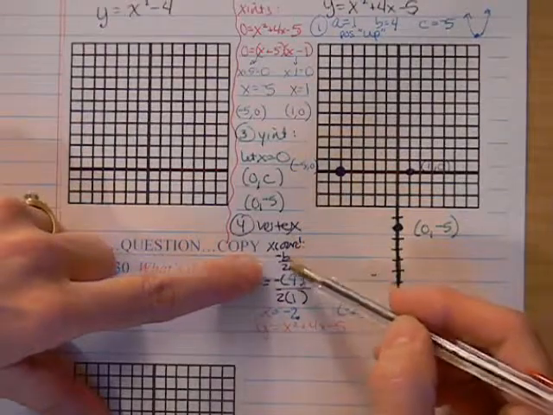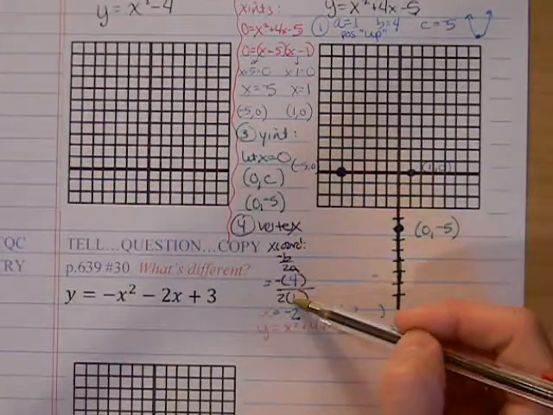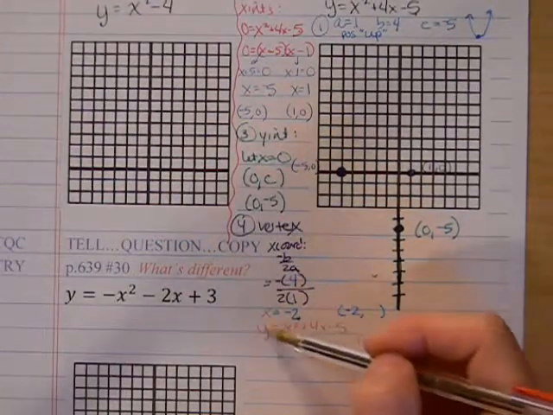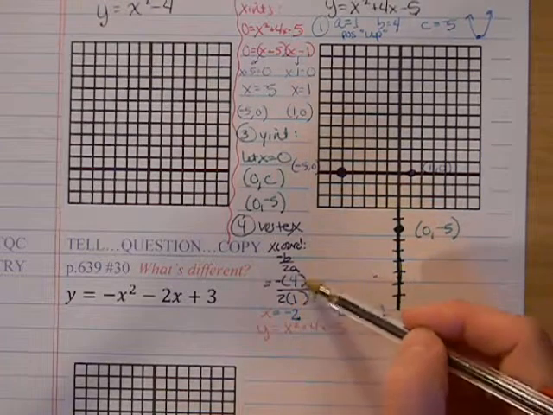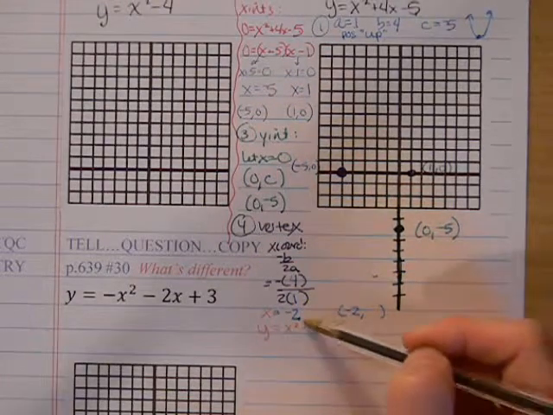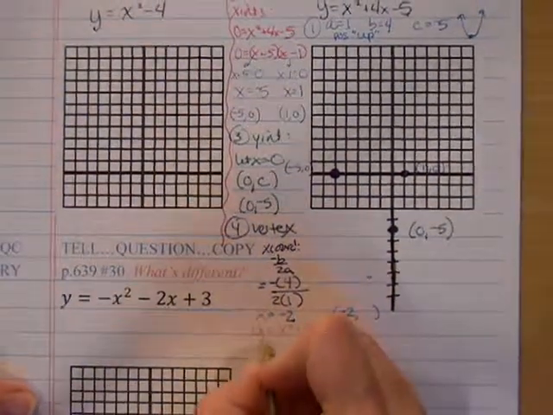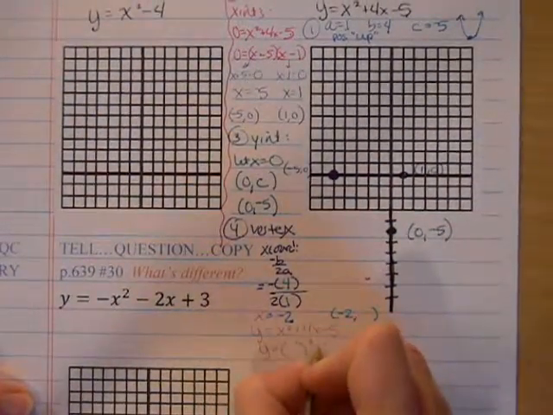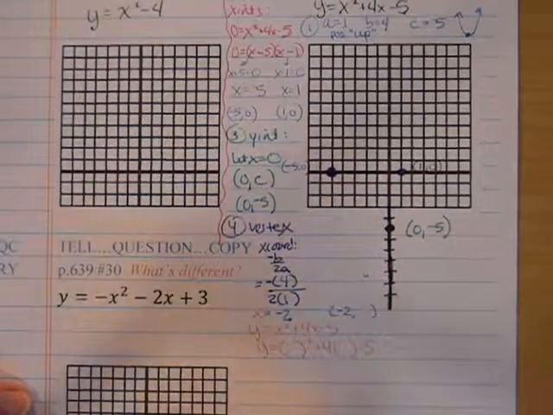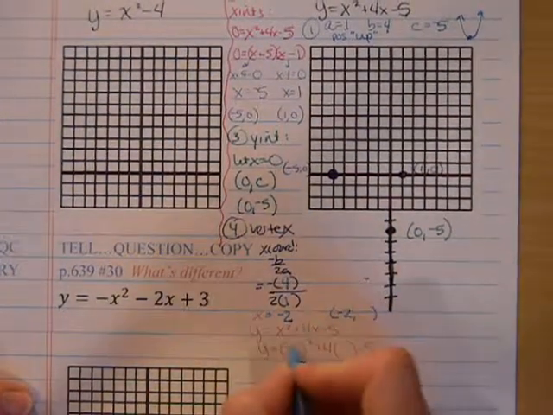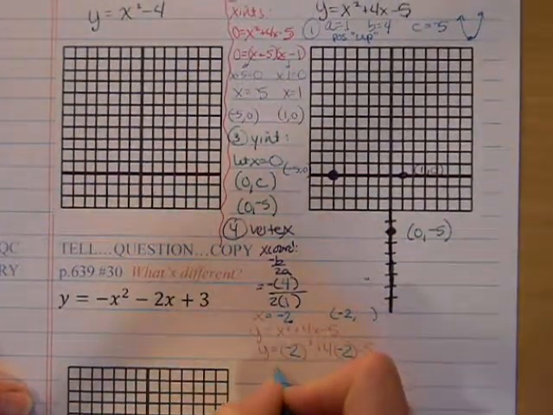Vertex, negative b over 2a, and then I'm going to plug in that negative 2. Negative 4 over 2 times 1 gives you negative 2. I'm going to plug that negative 2 in now to get the y coordinate of the vertex. So I'm going to leave some space for my x. I'll go ahead and plug that back in. And let's do the math here.